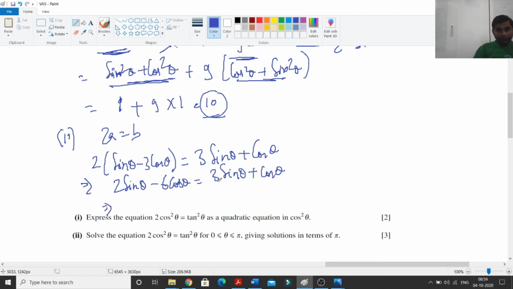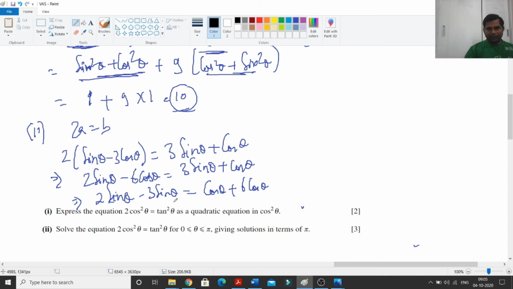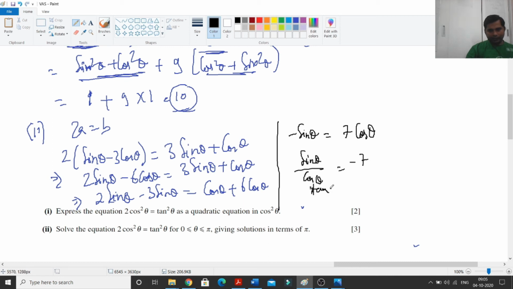Okay, and 2 sin theta minus 3 sin theta, you bring 3 sin theta to the left side. This is 2 sin theta minus 3 sin theta equals cos theta plus 6 cos theta. So you'll get minus sin theta equals 7 cos theta, which is sin theta over cos theta equals minus 7, tan theta equals minus 7.